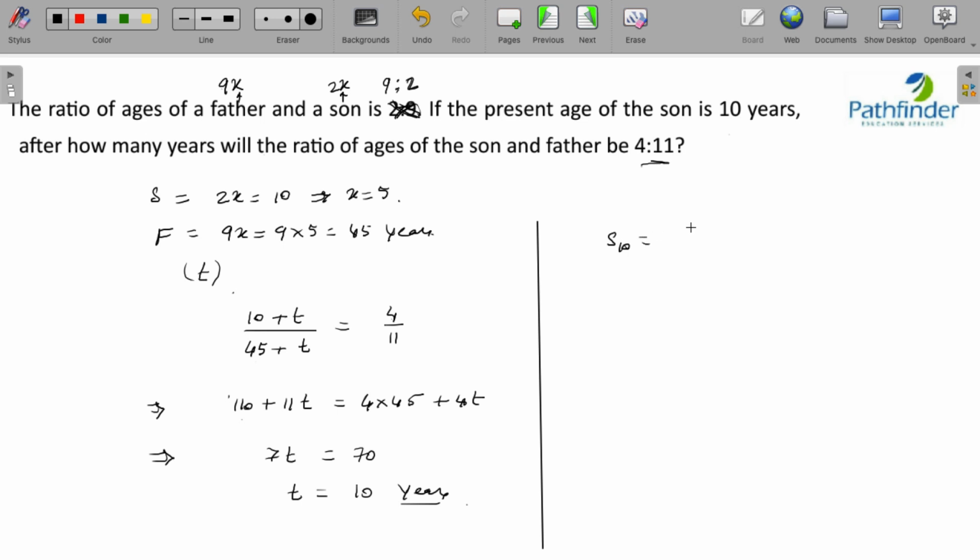And you can actually verify after 10 years what will be the age of the son. Let us call it S10. So current age is 10, so after 10 years it will be 20. Current age of father is 45, so age after 10 years will be 55. And see, 20 upon 55 is nothing but 4:11.